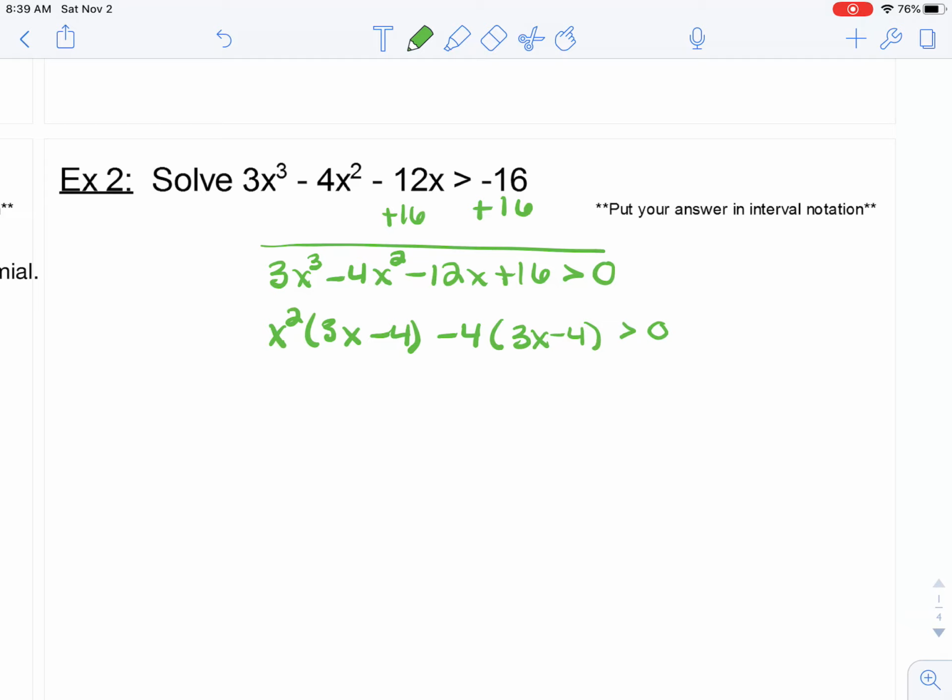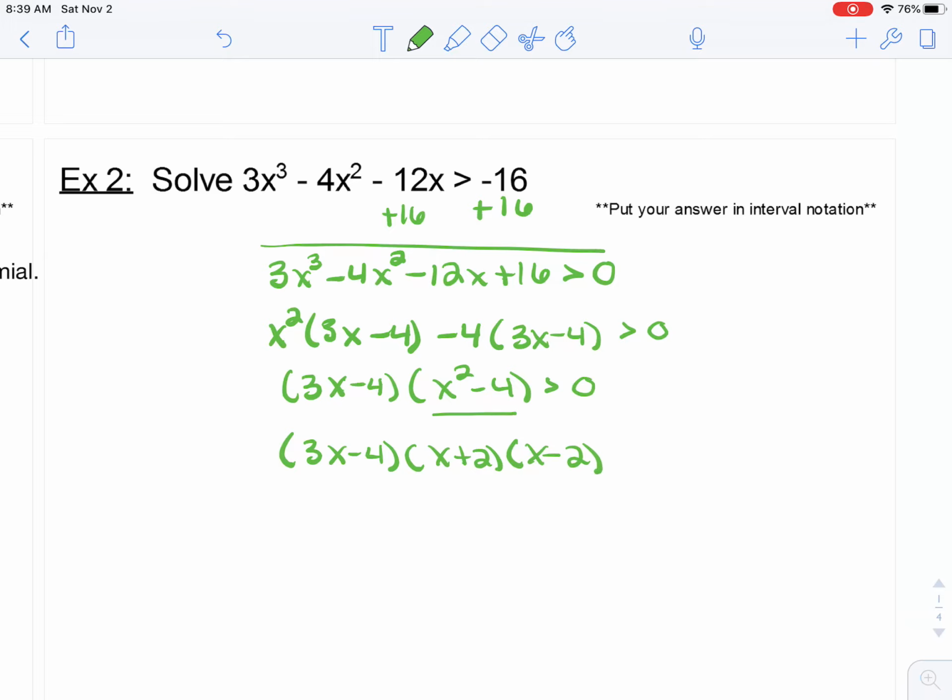So if I rearrange this, pulling out the GCF, I would get 3x minus 4 times x squared minus 4, which is greater than 0. So hopefully you remember that this x squared minus 4 is a difference of squares. So I can break that down to x plus 2, x minus 2.